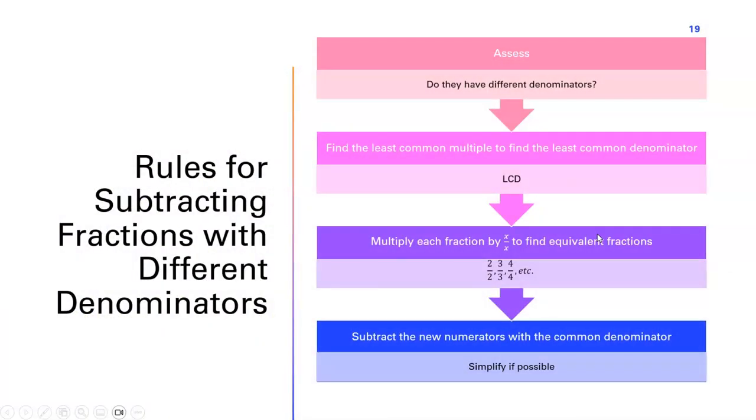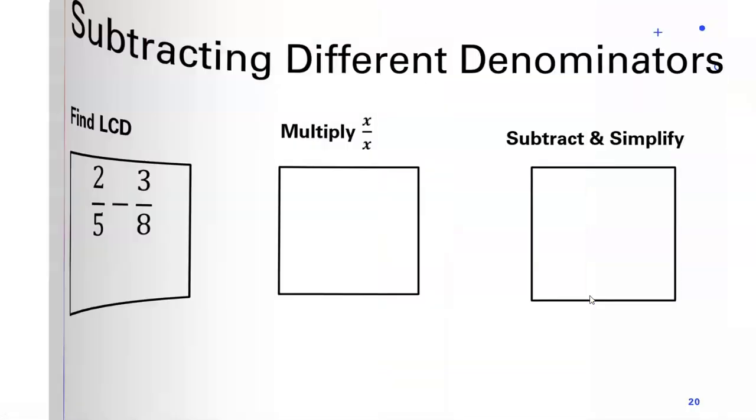There are some rules for subtracting fractions that have different denominators. So again, you'll need to make sure, are they different or the same denominator? Then you'll find the least common multiple in order to find the least common denominator, also known as the LCD, and again multiply by your fancy number 1, which is like 2 over 2, 3 over 3, 4 over 4, something that will equal out to 1. Then you can subtract your new numerators with your common denominator and simplify if it is possible.